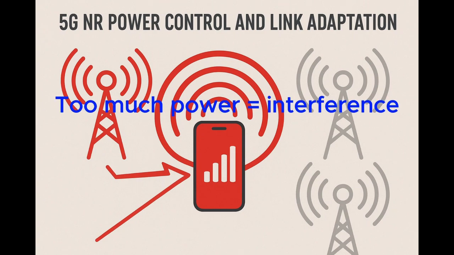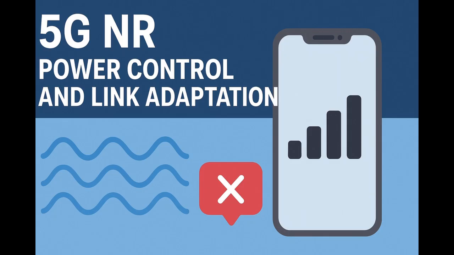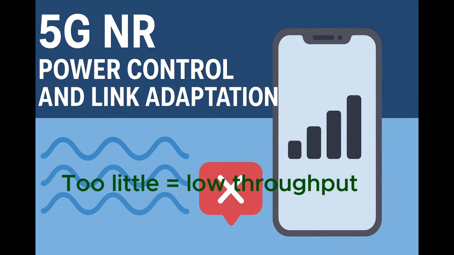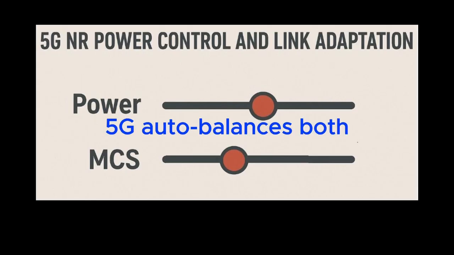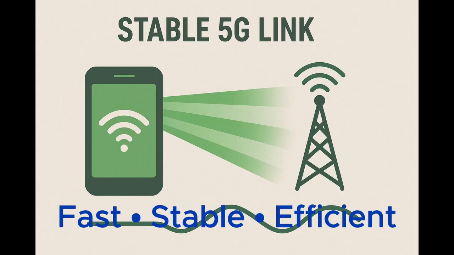5G networks auto-tune your signal hundreds of times per second. Power control sets how loud you talk. Link Adaptation picks how fast you speak. Together, they maximize your data rate automatically.